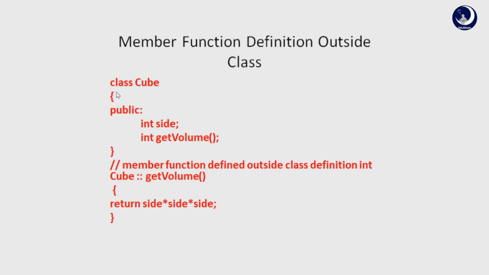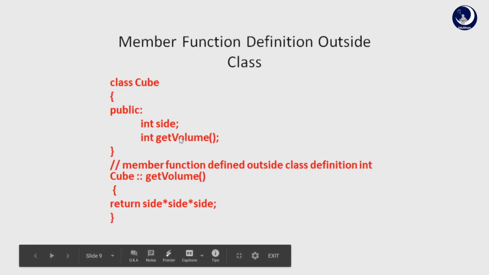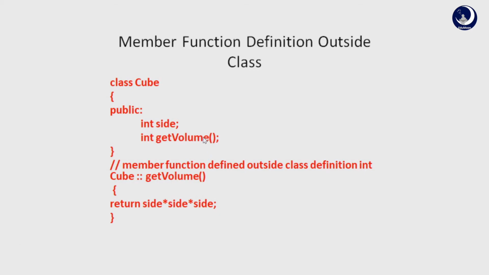Member definition outside the class. Here we can see that the body of the function, that is the method, is defined outside the class, but the prototype of the function is defined inside the class. So using the scope resolution operator, that is the class name followed by the scope resolution operator, and then we have the name of the method. So this means that the scope of the getVolume method is confined to the cube class.